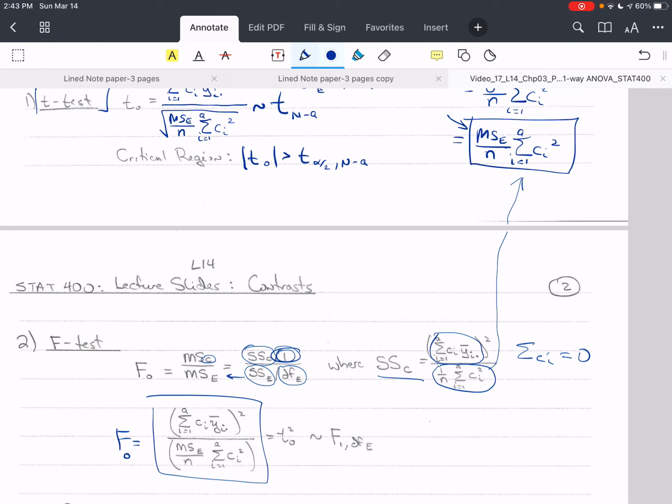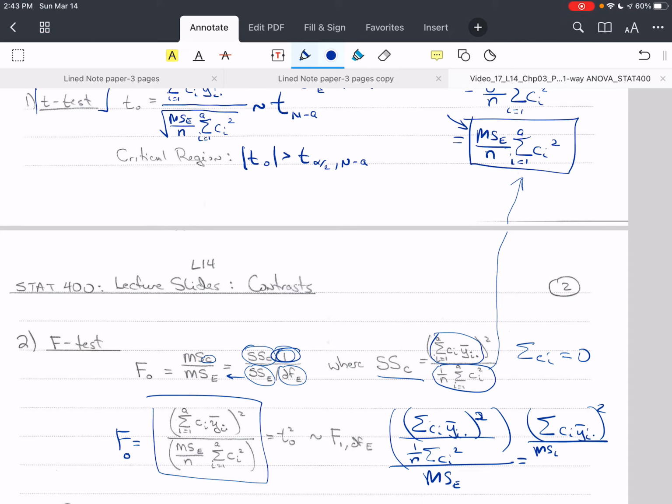So we took SSC, which is the sum of Ci yi dot bar, quantity squared, divided by 1 over n, sum of Ci squared. And so that is the fraction on the top, and it's divided by MSE. So if we invert and multiply, we end up with the sum of Ci yi dot bar, quantity squared, over MSE over n times sum of Ci squared, okay, which is our F.